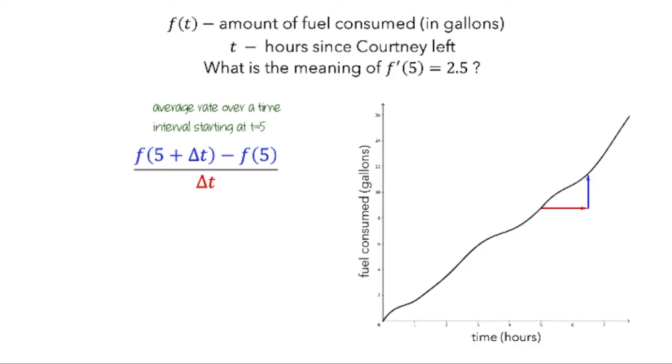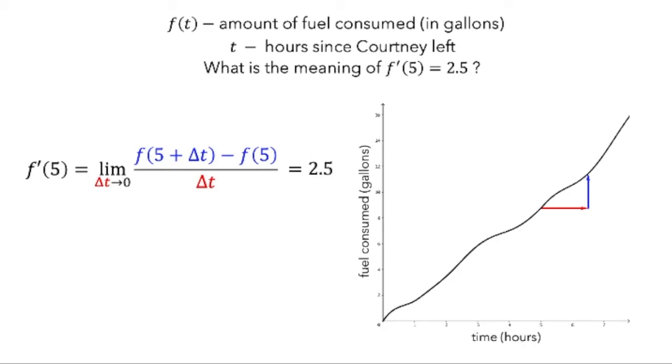And now we want to look at the instantaneous rate of change rather than the average rate of change. To get the instantaneous rate of change from the average rate of change, we take the limit of the average rate of change as delta t approaches 0. And this is supposed to be equal to 2.5. This limit means we're evaluating the average rate of change over smaller and smaller intervals.